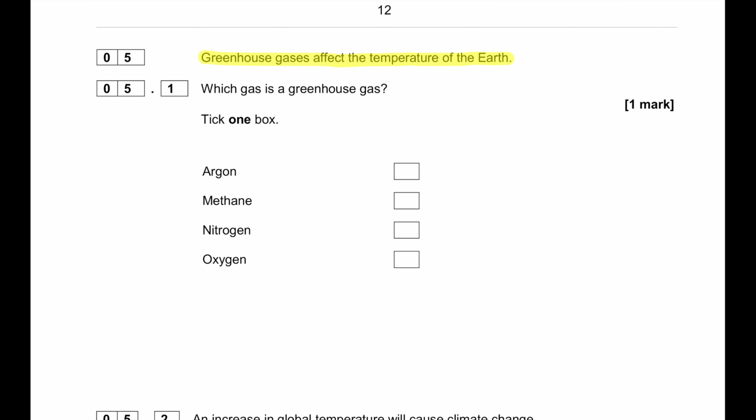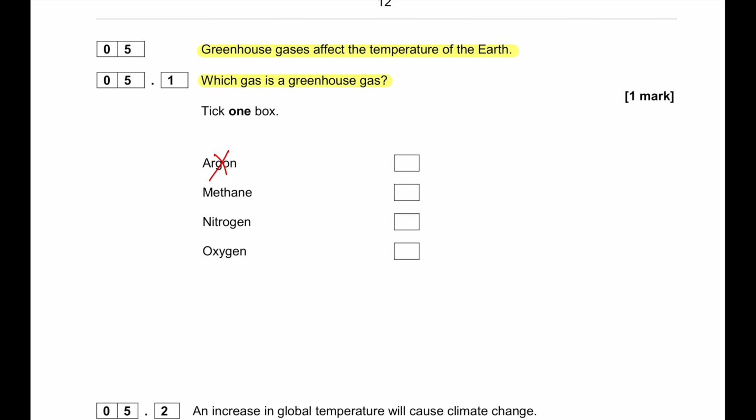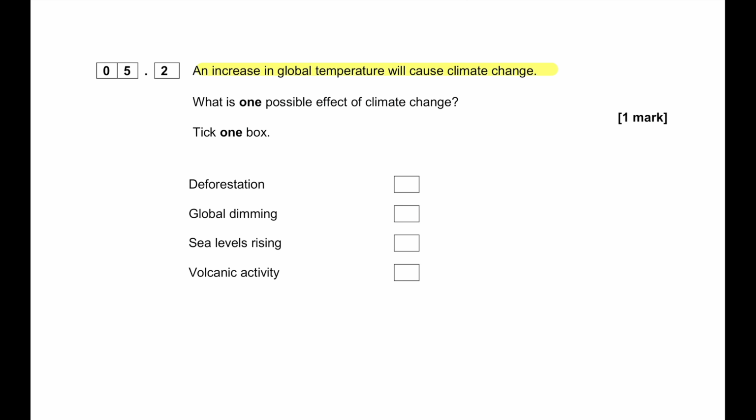Greenhouse gases affect the temperature of the earth. Which gas is a greenhouse gas? Now, we know that argon is a very unreactive gas. Nitrogen is the gas that is needed for making nitrates in soil. It's also a very unreactive gas. Oxygen is what we breathe in. We breathe in oxygen and then trees give off oxygen. Methane is the one which is the problem, causing an increase in the global temperature. An increase in global temperature will cause climate change.